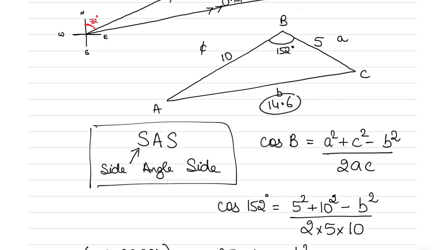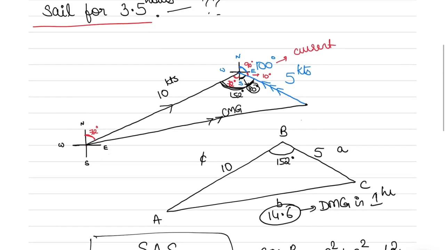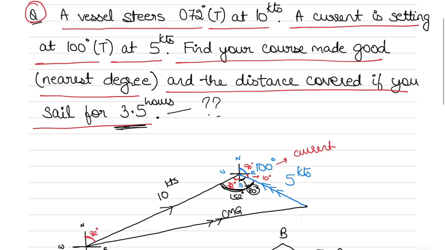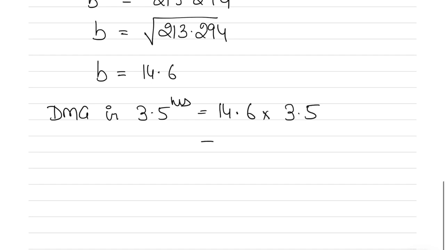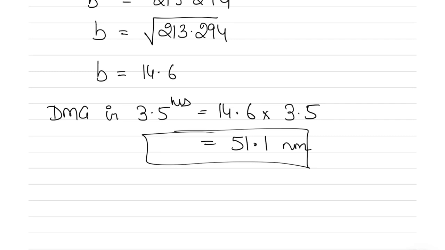Now remember, this 14.6 is the distance made good in 1 hour, because this was a 1 hour triangle. Now if you want to find the distance made good in 3.5 hours, which is the question here, all you have to do is take this number 14.6 and multiply it by 3.5, and the answer you will get is 51.1 nautical miles. So you have traveled 51.1 nautical miles, which is the distance made good in 3.5 hours.